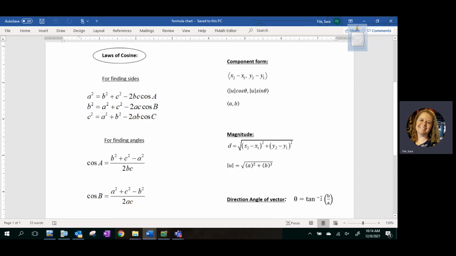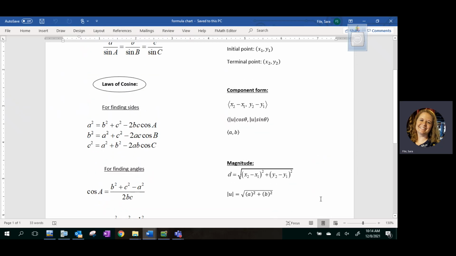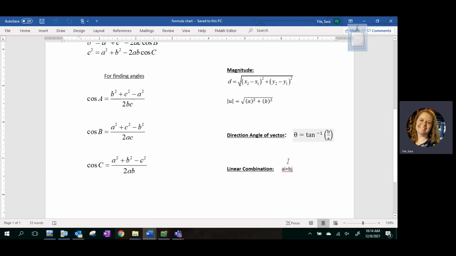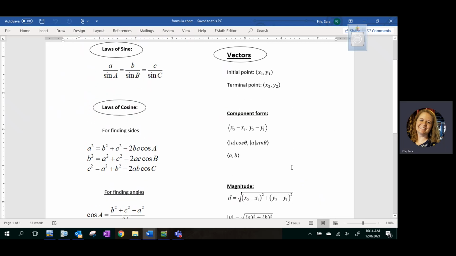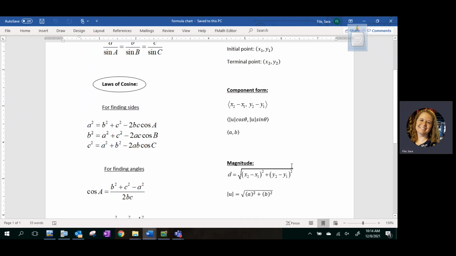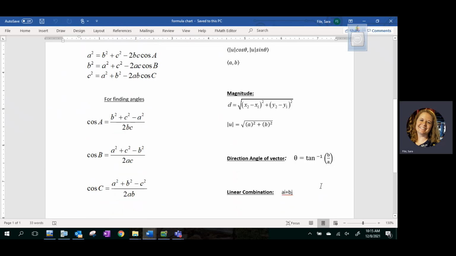You will not be given this much on the semester exam. I don't get to decide what you're given. It is a district-wide formula chart. I know law of sines and cosines will be on there, but I don't think all this information about vectors will be. So for the unit test, I'm giving it to you. But for the semester exam, I think you'll need to know.